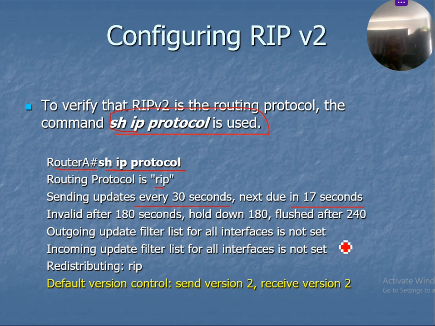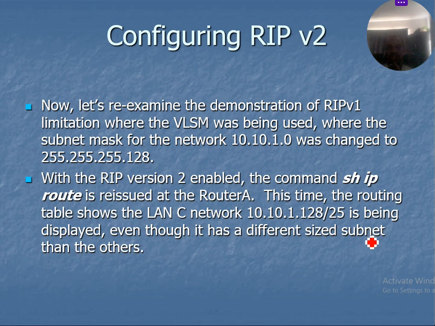And then you can see here default version control: send version 2, receive version 2. So it will be displayed here that it is version 2 because in your command you have included version 2. It's telling you the version 2 that you have sent and what you have received.